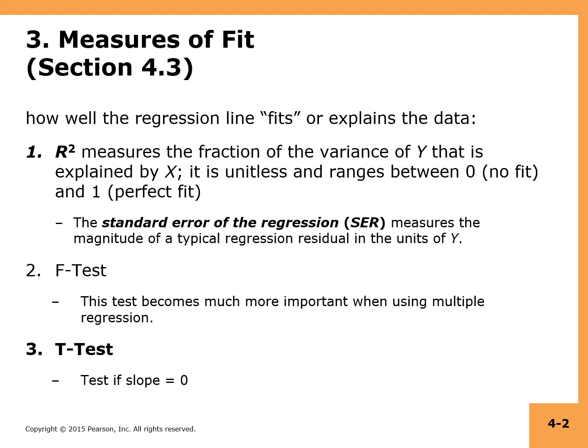So once you fit the regression line to the data, we need a way to figure out whether the line is actually a good fit or not, or how good the fit is. There are three different ways of measuring this. The first is R-square, and R-square measures the fraction of variance in y that is explained by x. And it's unitless, but it ranges between 0 to 1. So 0 is when there's no fit versus 1 is a perfect fit.